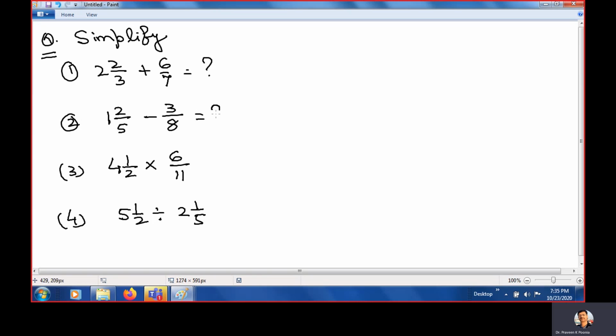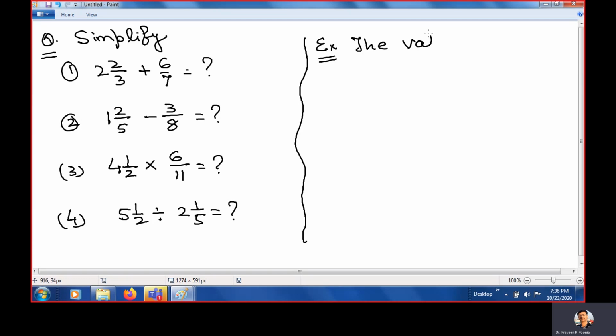Means what is the value of these questions? These are simple problems. These are 1 mark problems we may ask you in the exam. And in multiple choice questions, as far as the quiz is concerned, we may ask you like this one. The value of 1 by 2 plus 1 by 3. This is a simple question. It is for the quiz only.